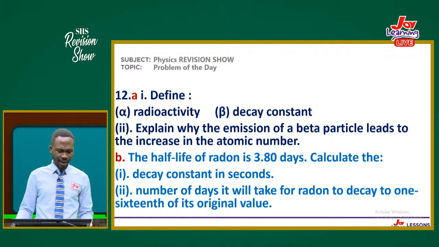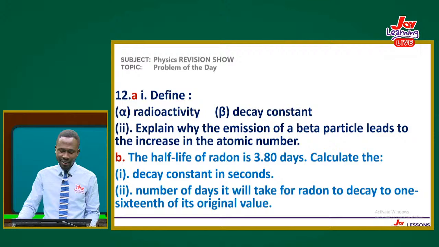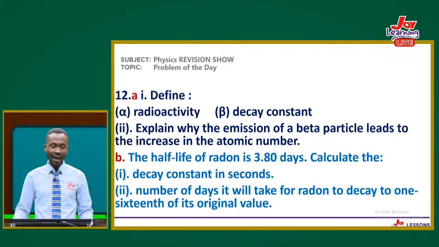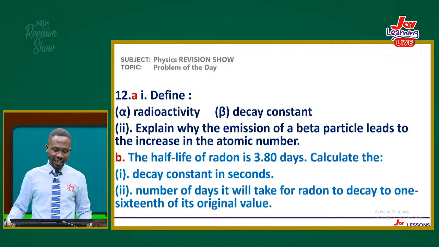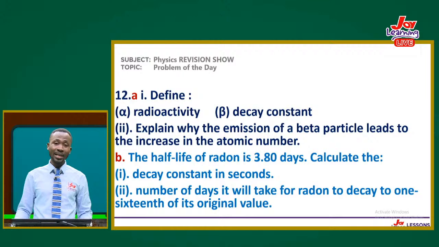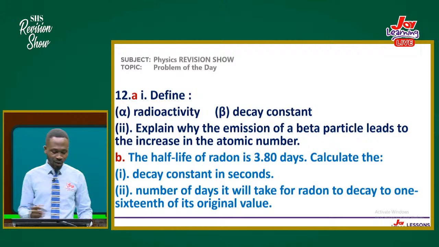Then, for the B part, we have some calculation to do. It says the half-life of radon is 3.80 days. Calculate the decay constant in seconds. So take note, we are asked to find the decay constant in seconds. Then we are asked to find the number of days it will take for radon to decay to 1/16th of its original value.